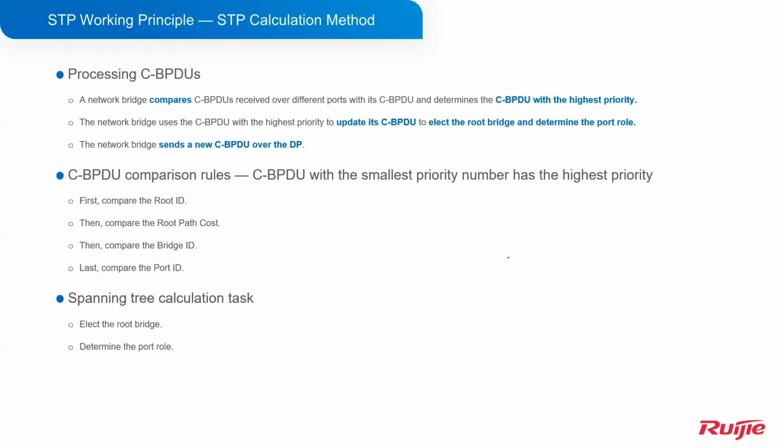Firstly, we should compare the root ID. Root ID represents the bridge ID of the root. And then compare the root path cost. Then compare the bridge ID. Last, compare the port ID. For all these parameters, we prefer the smaller values. So the smaller, the better.